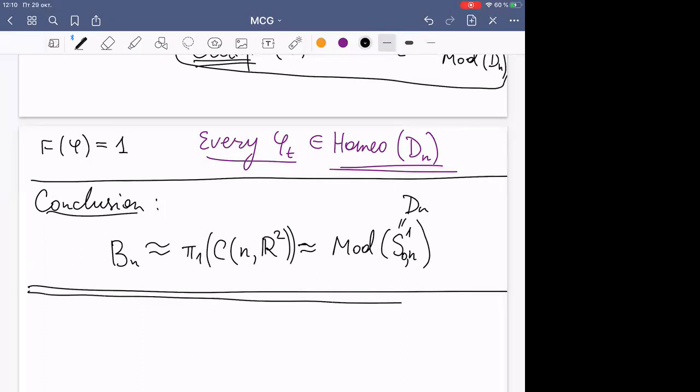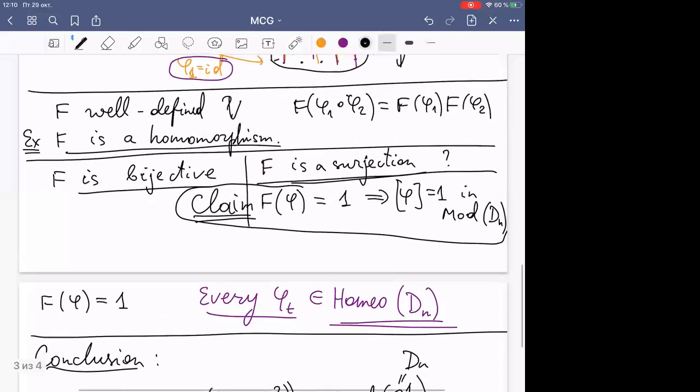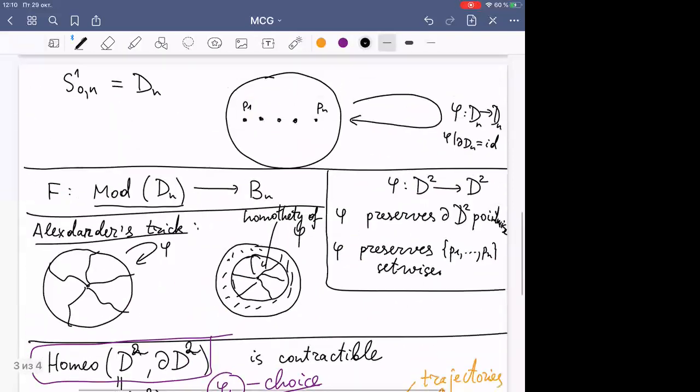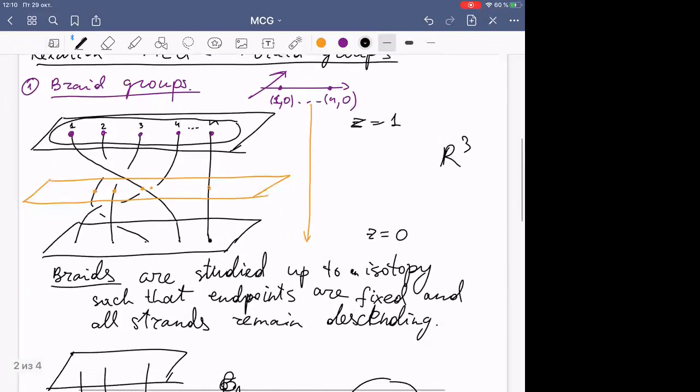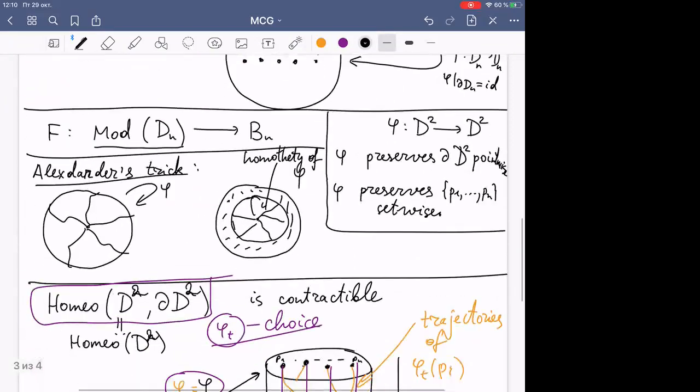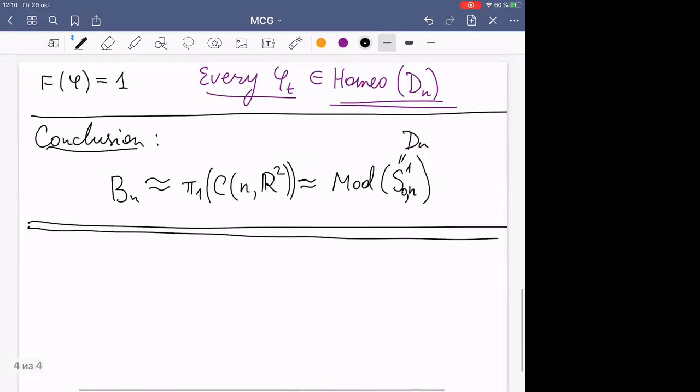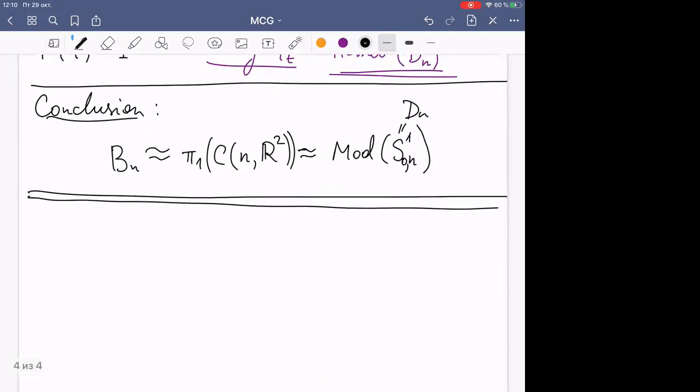Well, okay. Now, before, actually, this is a more or less trivial relation between braid groups and mapping class groups. And today we will discuss a deeper relation, another relation between mapping class groups and braid groups.